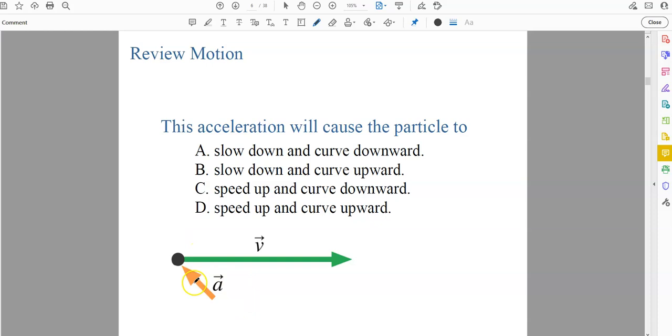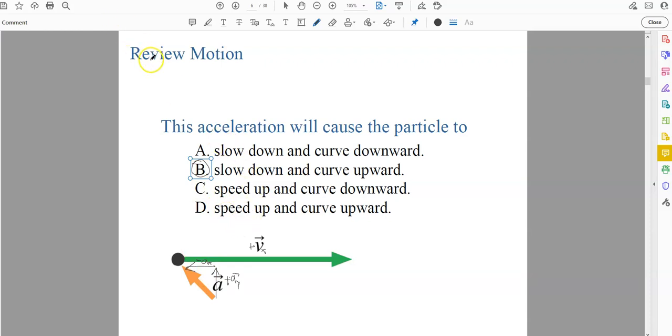Well, in this case, this acceleration vector is going to be curving it upwards, but it's going to be slowing it down because the x direction component is opposite the direction. So it's pointing in the negative x direction while the velocity vector is pointing in the positive x direction. And the vertical component is pointing in the positive y direction. So this is going to slow it down and curve it upwards.